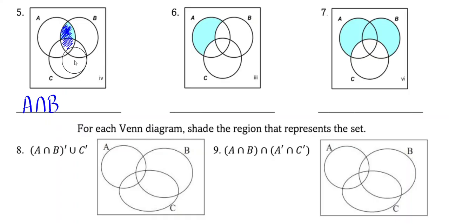But it doesn't include all of that. It excludes this part. So it's A and B at the same time. It's got to be in that intersection. It's not "or" because we're not including stuff on the outside. We're just including the intersection, so it's "and." And it's also not in C. It's the stuff that's in A and B, and it's also not in C.